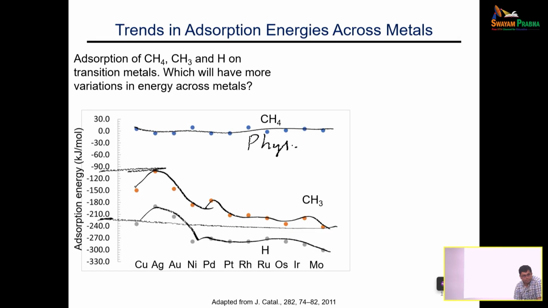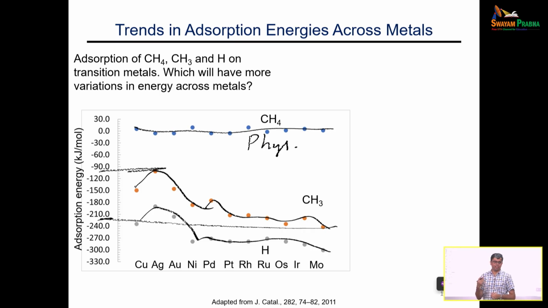This is physisorption. If you look at the values, it's not absolutely 0. The scale is very, very large. So it's small negative values, but it's close to 0. So this is physisorption. These are all chemisorption. Do you expect to see a large change in adsorption energy if it is physisorption?